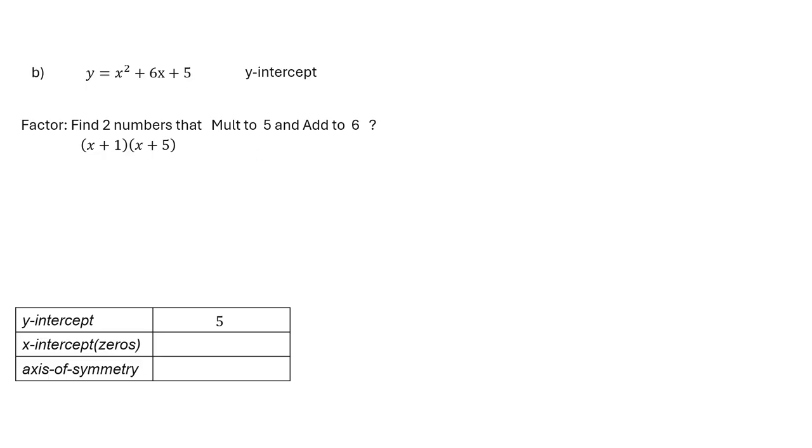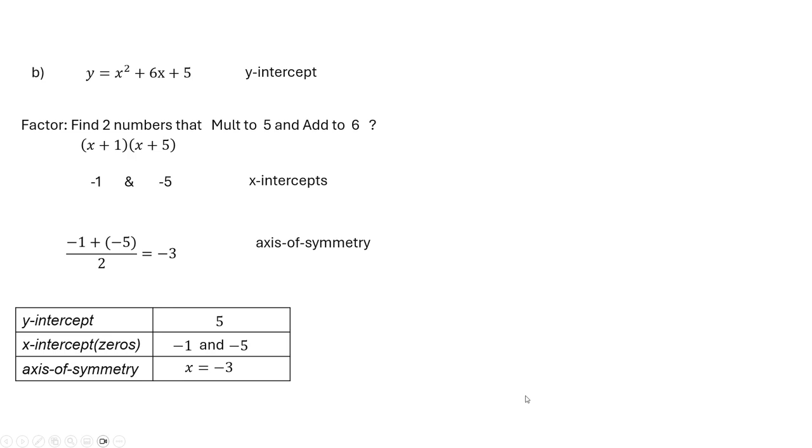So if the factored form is x plus 1 and x plus 5, the x-intercepts are going to be negative 1 and negative 5. Now we're asked to find the axis of symmetry. That's simply the halfway point between these two points, negative 1 and negative 5. We add them together and divide by 2. It gives us a value of negative 3. That's our axis of symmetry.